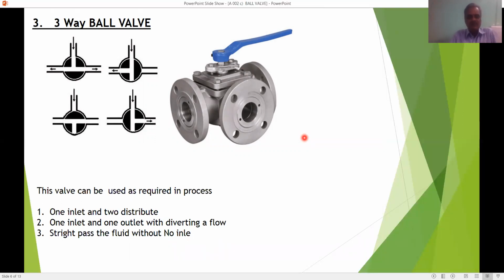This is number 3, the three-way ball valve. You can use this ball valve as required in the operations. You can see this one inlet and two distributions. One inlet and one outlet, straight pass of the fluid. As we need in the operating conditions, the operation people will install, or during construction, the construction people will install.